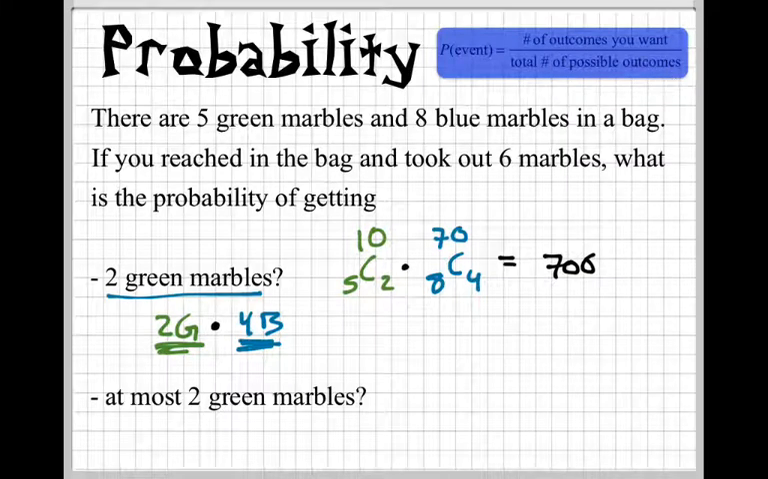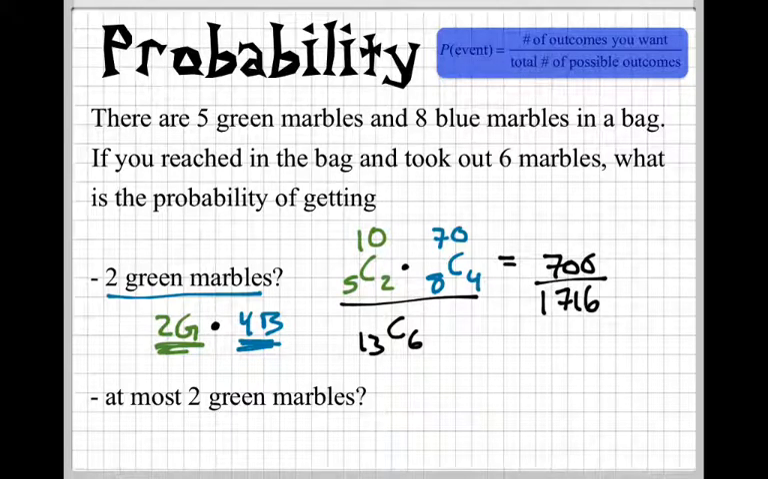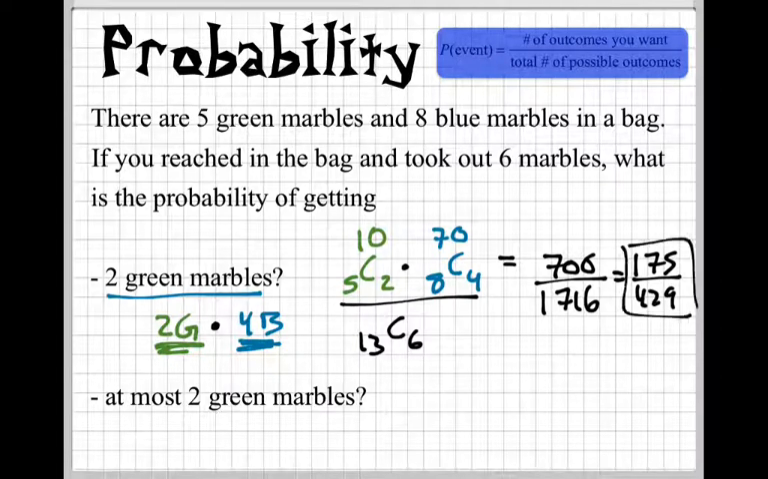The bottom doesn't have as many steps to figure out, because we're just trying to find the total number of ways we can choose 6 marbles. How many total marbles are there? Well, 5 plus 8 is 13, and so 13 choose 6 will give us the total number of ways we can choose 6 marbles. So it's 1,716. If I put 700 over 1,716, it'll simplify down to 175 over 429. Make sure you guys are using calculators.